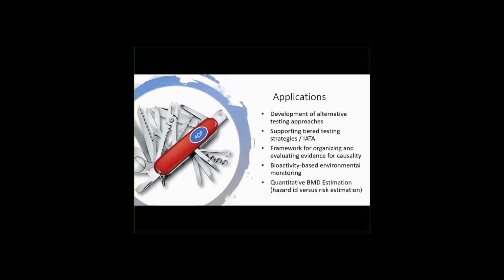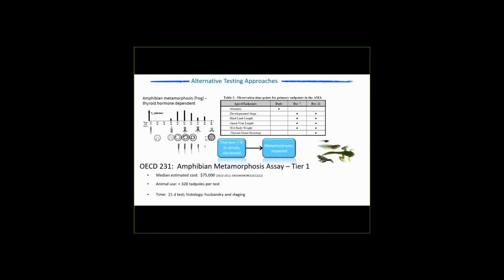I'm not going to go through every possible application today. I'm just going to touch on some of the more prominent ones, give you some examples of how they've been used in developing alternative testing approaches, supporting more hypothesis-driven testing strategies as frameworks for organizing evidence, uses in environmental monitoring, and then talk about some of the risk-based applications of AOPs where a quantitative understanding is sufficient.